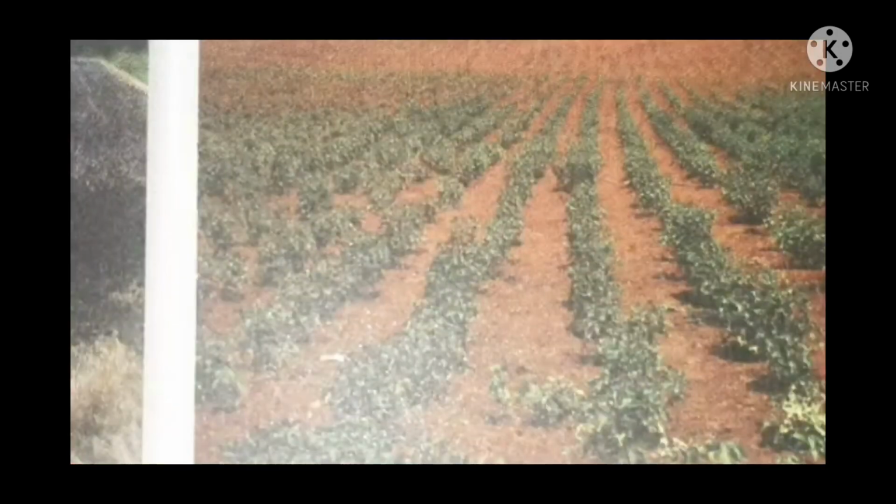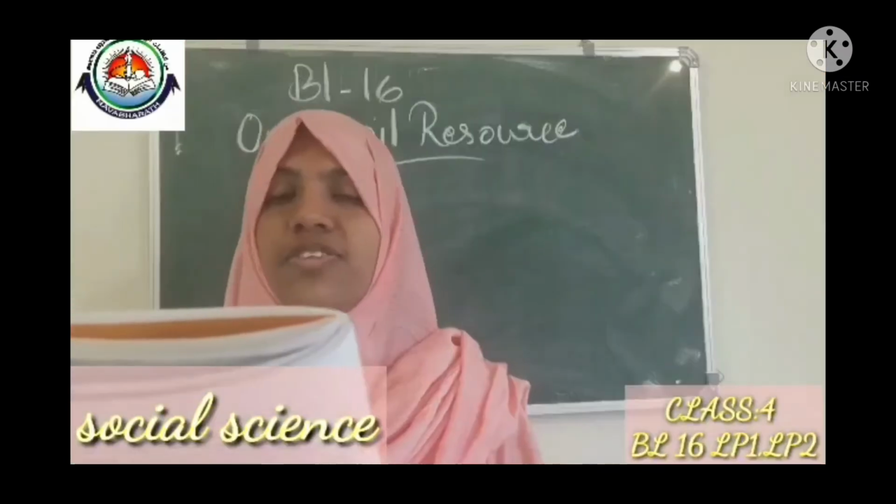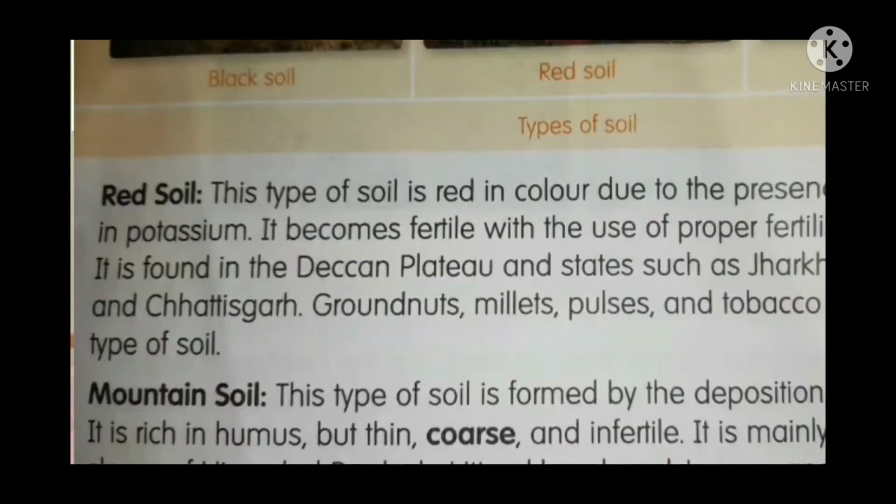Then the next one, red soil. This type of soil is red in color due to the presence of iron. Why is it red in color? Because of the presence of iron. It is rich in potassium and becomes fertile with the use of proper fertilizers and irrigation. It is found in the Deccan Plateau and states such as Jharkhand, Odisha, Bihar and Chhattisgarh. We can cultivate groundnut, millet, pulses and tobacco.